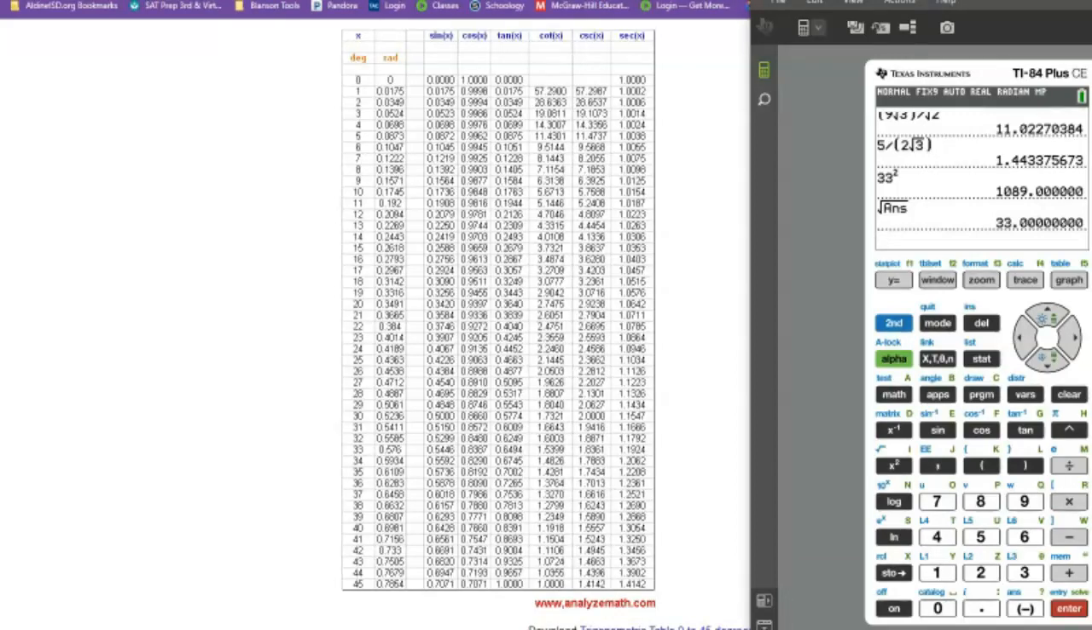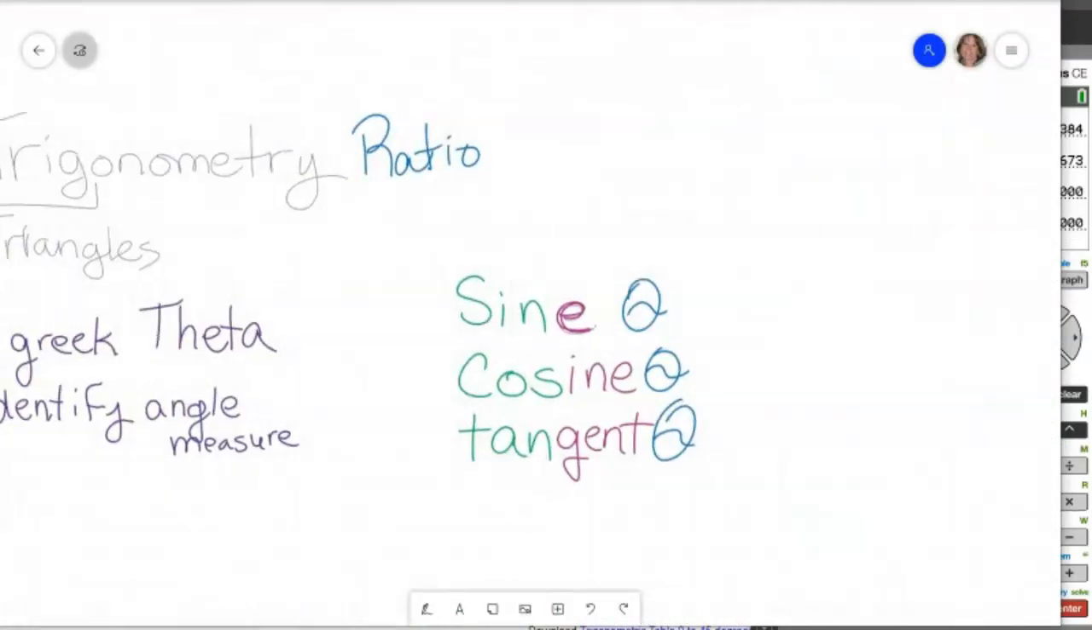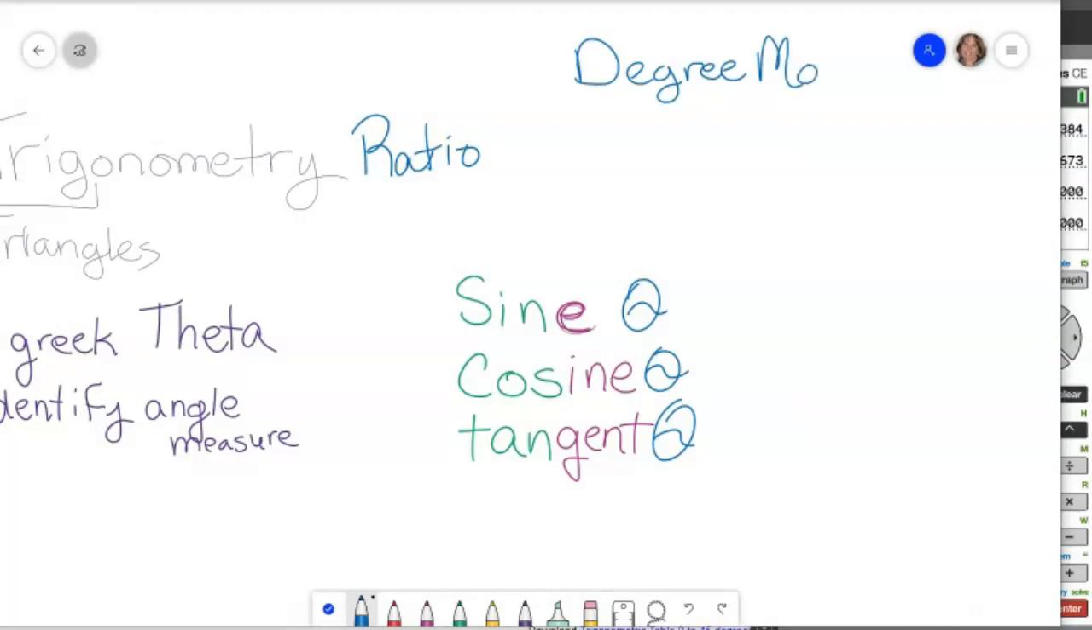Again, let me get back over here and write that down. You will get the wrong answer if you're not in degree mode. A lot of calculators, including ones on the computer and out there in the world, will default to radian mode. So you do need to make sure that you are always in degree mode, at least for geometry.